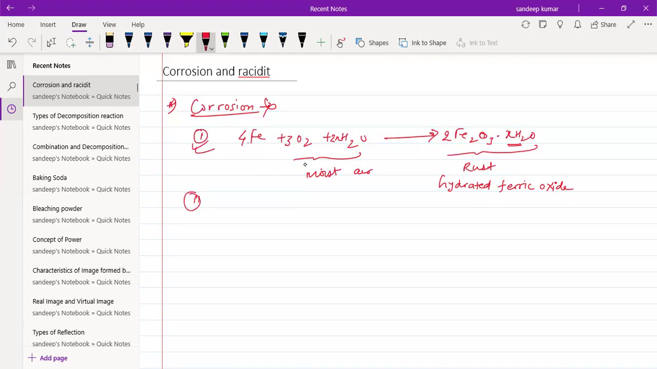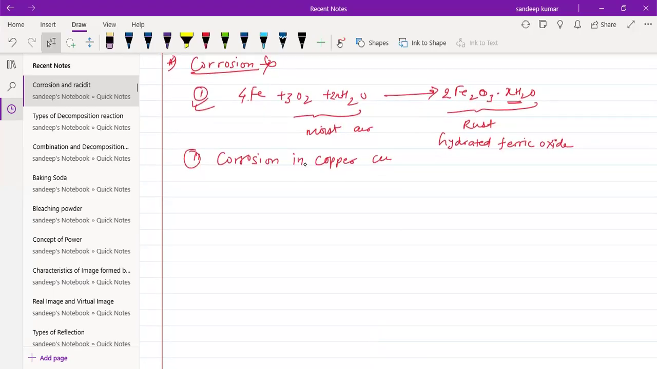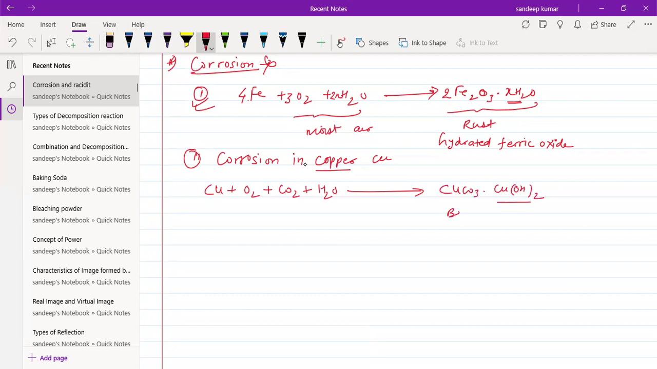Second example is corrosion in copper. Copper symbol is Cu. So what happens? Copper will react with oxygen plus carbon dioxide plus water. These three things are required for the corrosion of copper. What will happen? It forms basic copper carbonate, CuCO3 dot Cu(OH)2. This is basic copper carbonate.